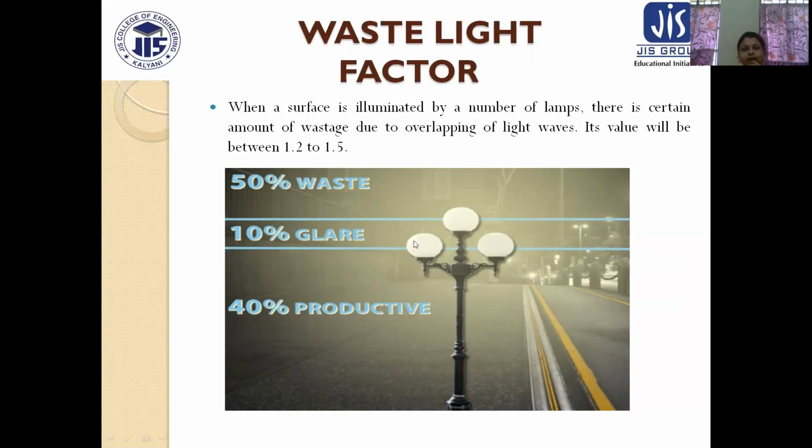So in this figure we can see 3 lamps are present. That's why some amount of light is overlapping. So 50% is wasted, 10% is in glare, and 40% is productive. Okay.